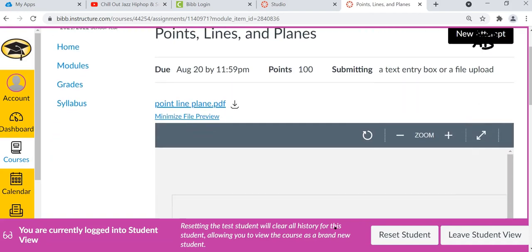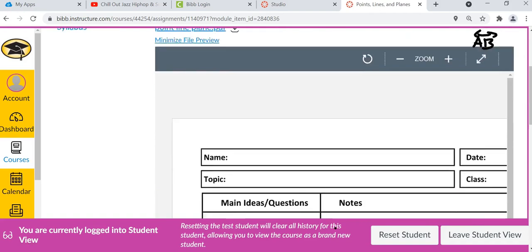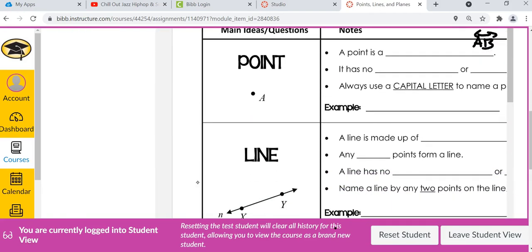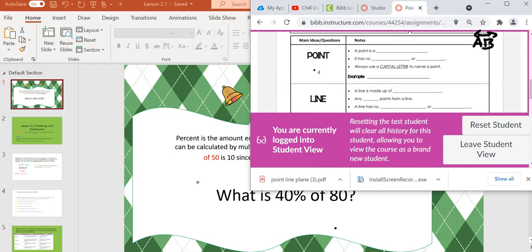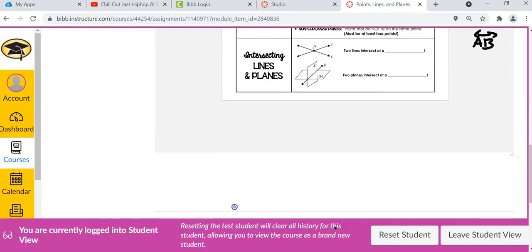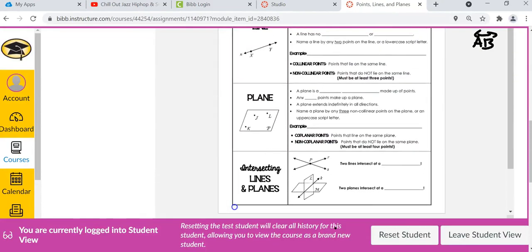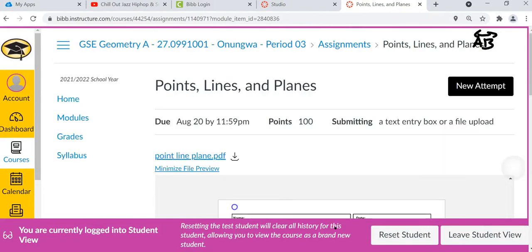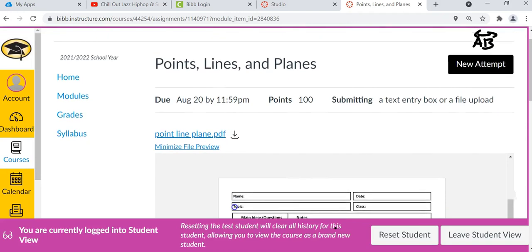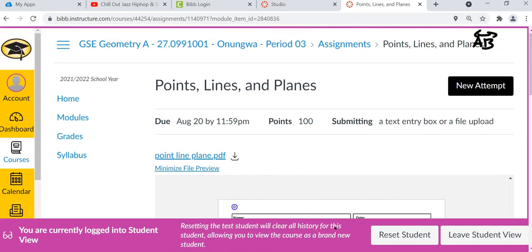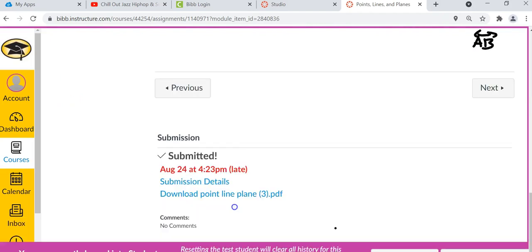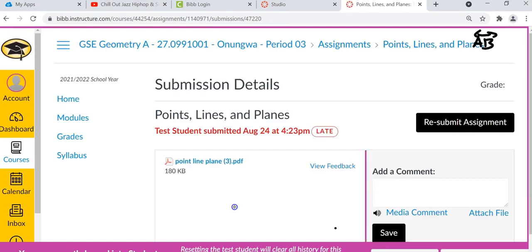Once you have submitted the PDF, you want to go ahead. Mine is down here because my screen is a little bigger. But for you guys, it will be to the right. You want to click on submission details to the right. Mine is down, but yours should be to the right. Once you click on submission details, you're going to click right here on view feedback.